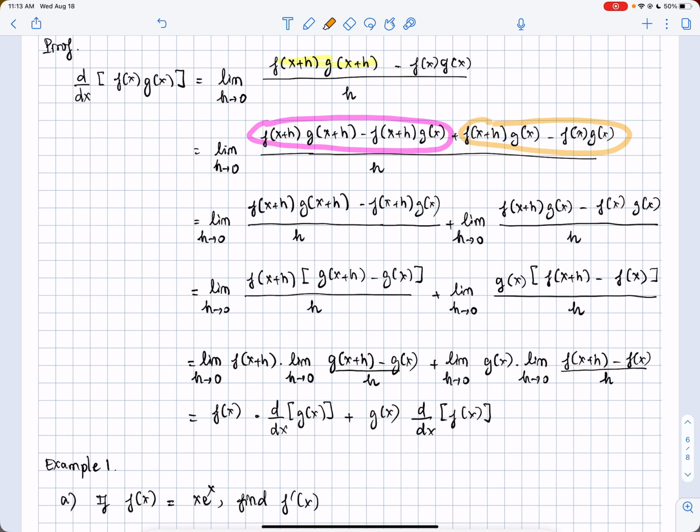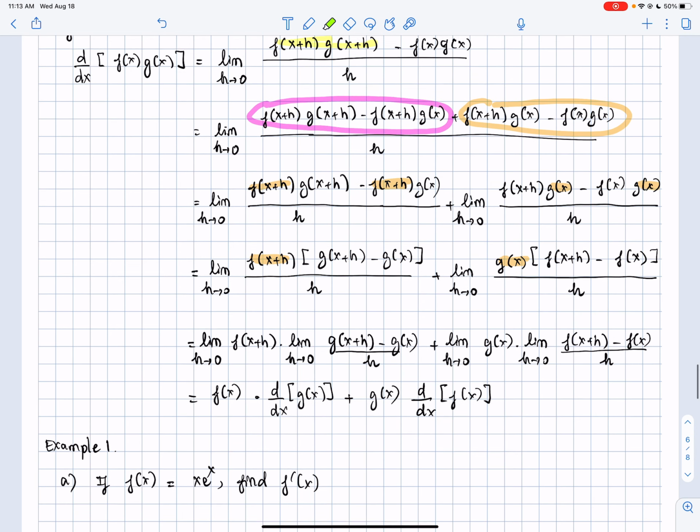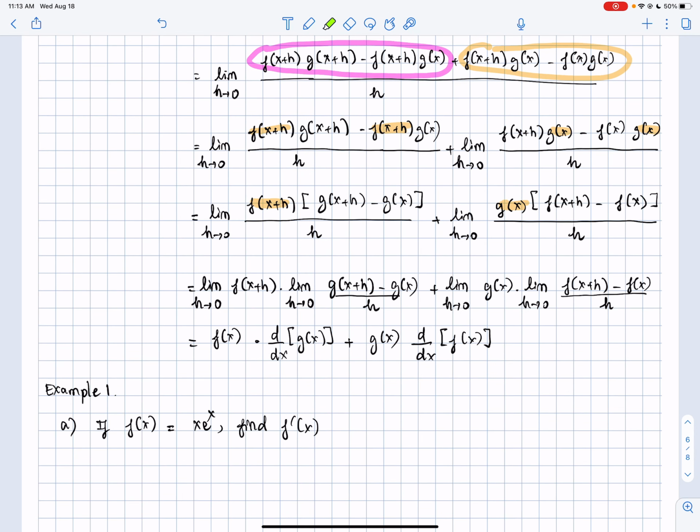Then we recognize that we have f of x plus h as the common factor, so we factor this out. And for the second one, we have g of x as the common factor, so we factor it out. So now we have a multiplication between these two, so it's equal to the limit of one times the other. The limit of the product is the product of the limits, so we separate them.